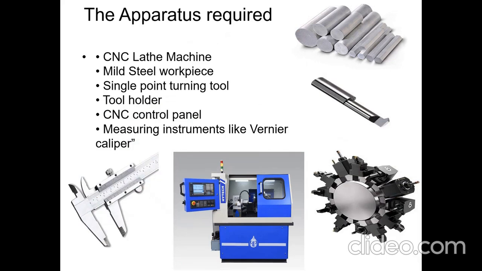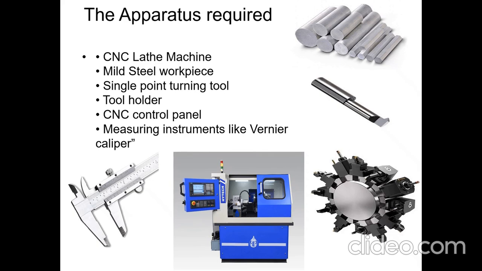The apparatus required for that is a CNC lathe machine, mild steel workpiece, single point cut turning tool, tool holder, CNC control panel, and measuring instruments like vernier caliper. The instruments required to perform this practical are all given here. This is the measuring instrument, this is the CNC machine, this is the holding device, this is the cutting tool, and this is the raw material required for the practical.